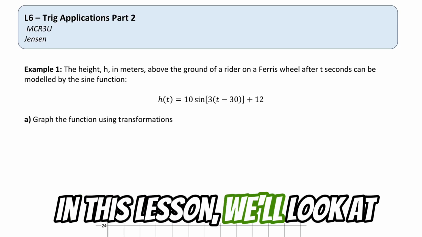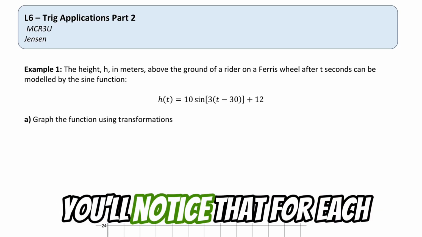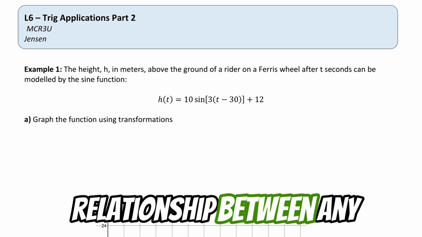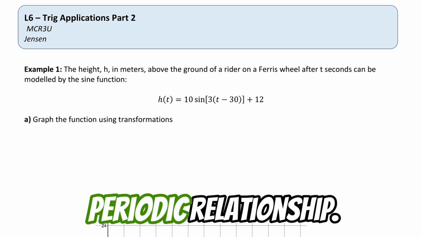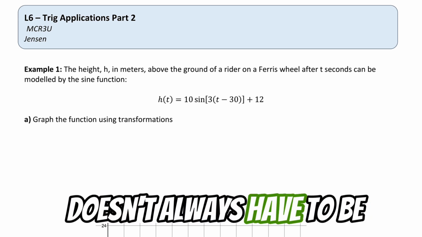In this lesson, we'll look at applications of trig functions. As we go through this lesson, you'll notice that for each of the questions, we can use a trig function to model the relationship between any two variables that have a periodic relationship. Our independent variable x does not always have to be an angle.